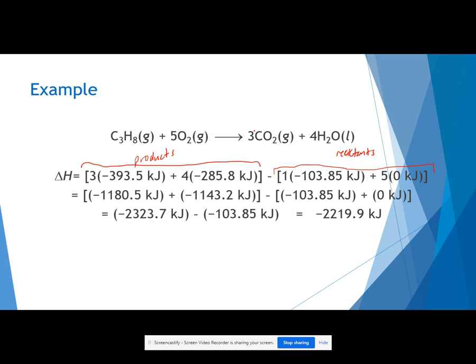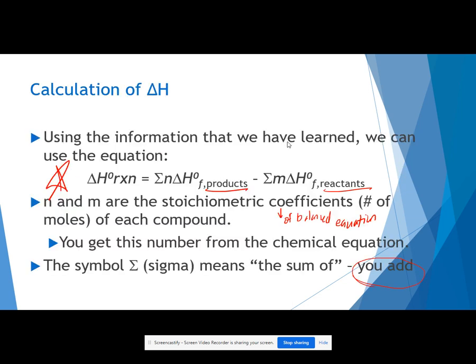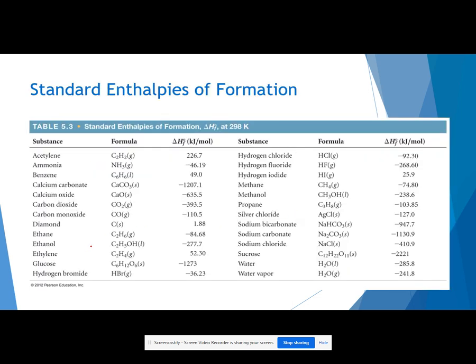So what they did was their products first. So here they took the coefficient and then put it down here. That's where they got the 3. Then what they did was they looked at CO2 in gas form and they looked at this chart. Here they found CO2 in gas form and they looked at the number, negative 393.5.